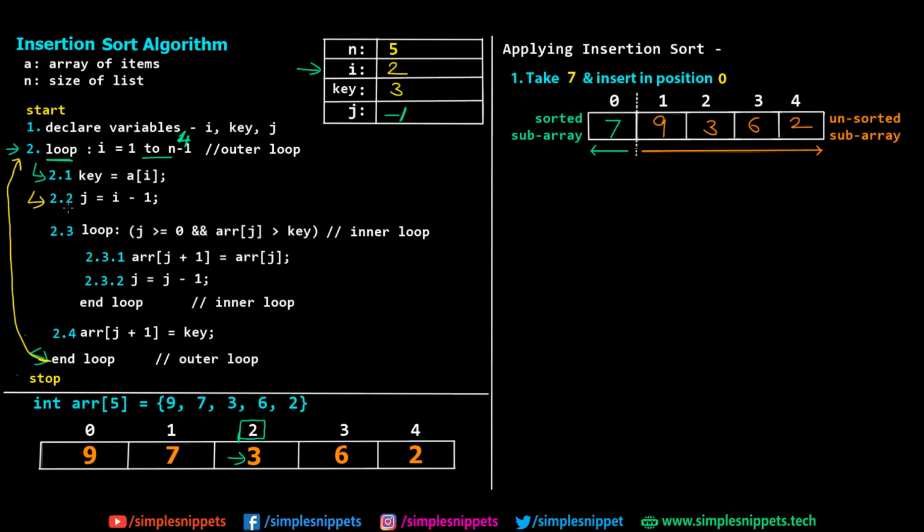Then we move ahead at 2.2. We say j equals to I minus 1. What is the value of I over here? 2. Right? The updated I value is 2. So we say 2 minus 1, which is equal to 1. So now j becomes 1 over here.